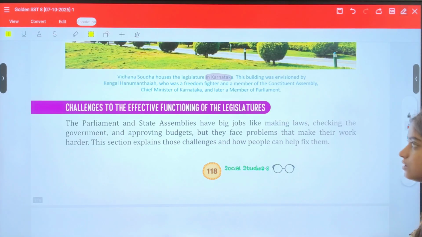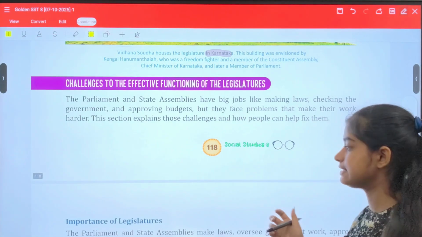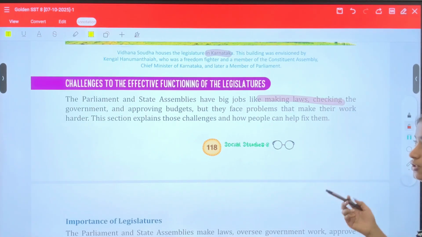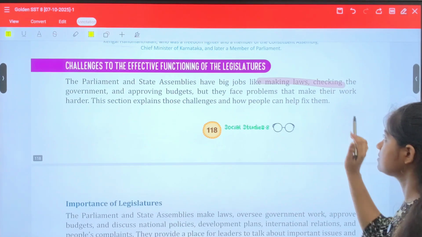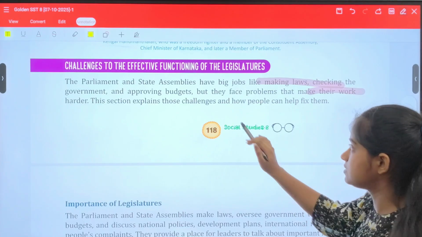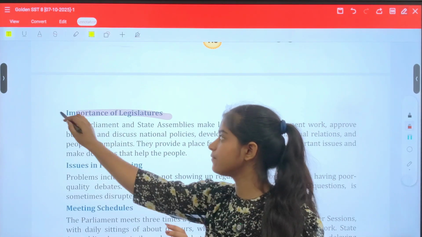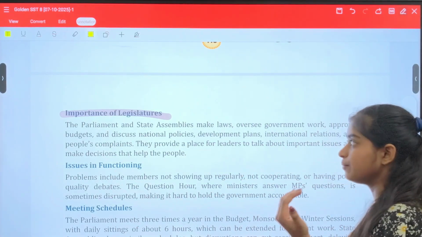What are the challenges to the effective functioning of the legislatures? First of all, big jobs like making laws and checking the government are important tasks that make their work harder. So this section explains the challenges and how people fix them. First of all, the importance of legislatures. The importance is very high.